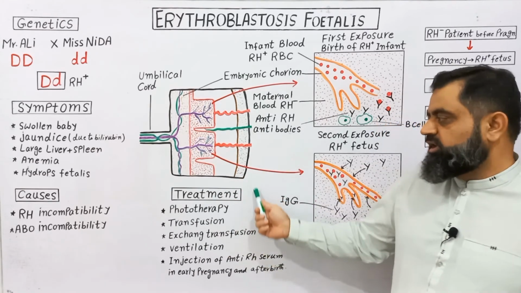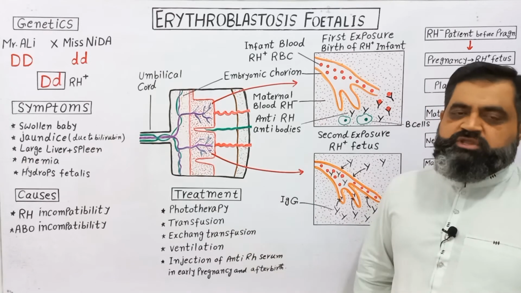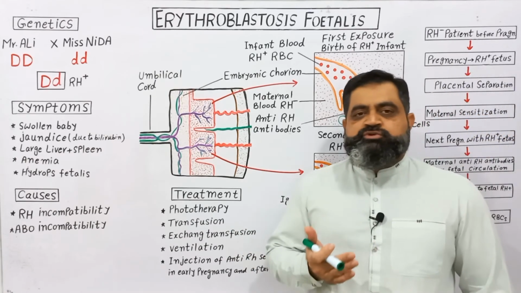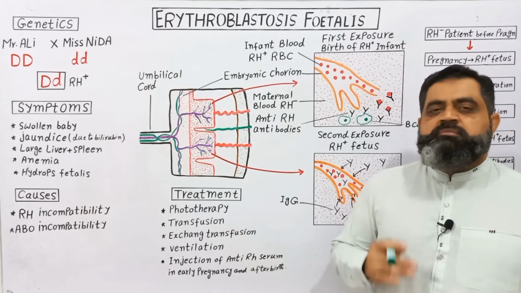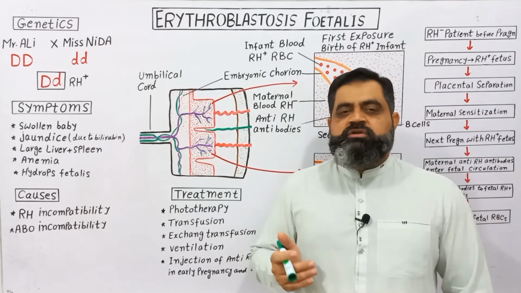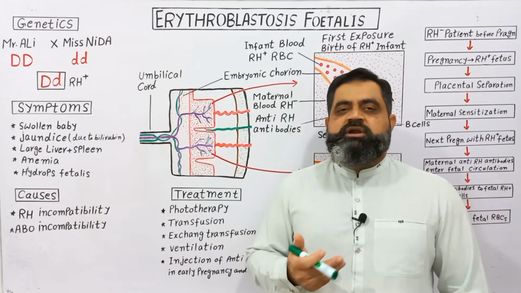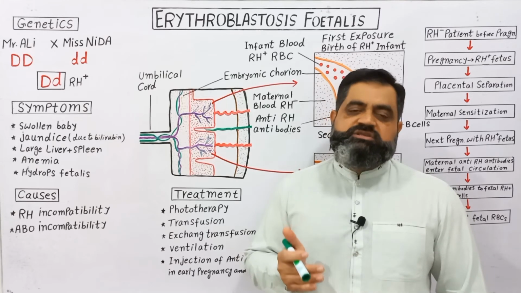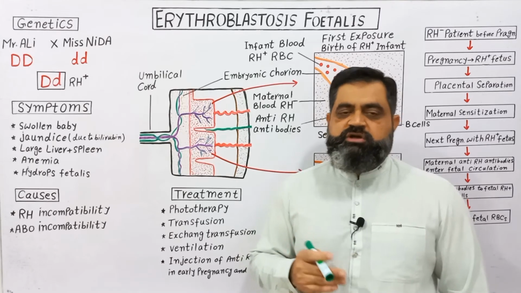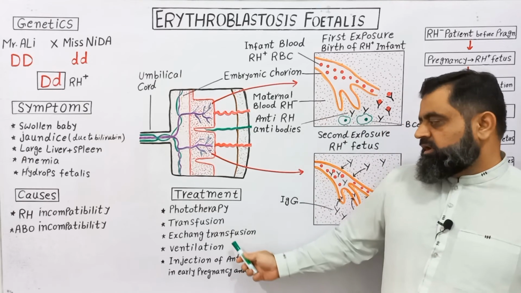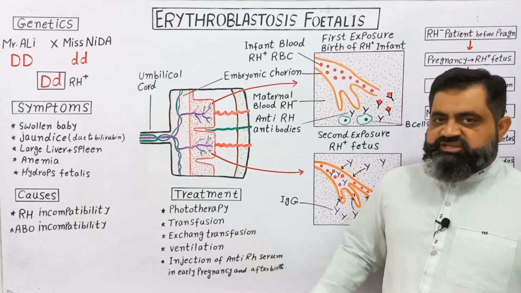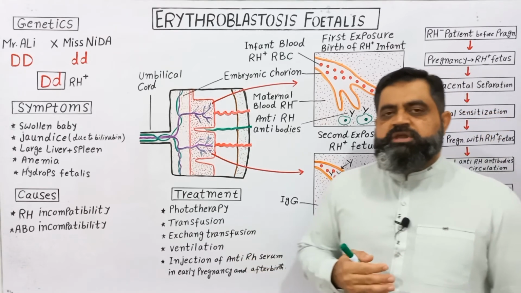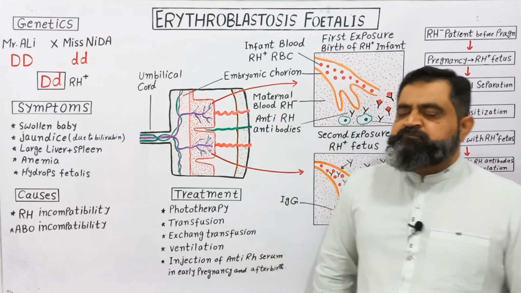So how are we going to treat it? Number one, phototherapy. The baby is exposed to ultraviolet radiation. Number two, transfusion. The baby's blood is taken out and new blood free of anti-Rh antibodies is transfused into the baby. Number three, exchange transfusion. Number four, ventilation. The baby is put on the ventilator.